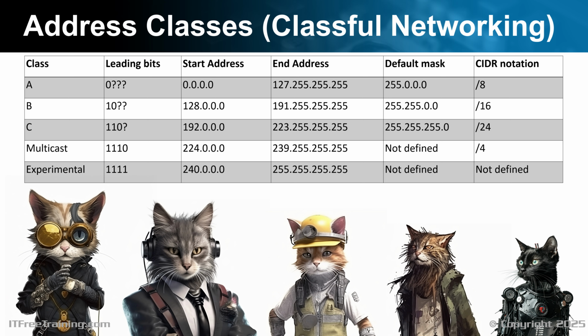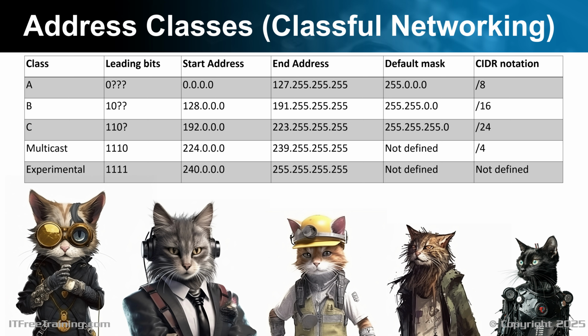In 1993, CIDR was released to address these issues. CIDR allowed a variable subnet mask to be applied to the IP address. This allowed large networks to be broken down into smaller networks. Nowadays, to get on the Internet, you just need to know the IP address and the subnet mask. You don't need to know the class or even know that it exists.